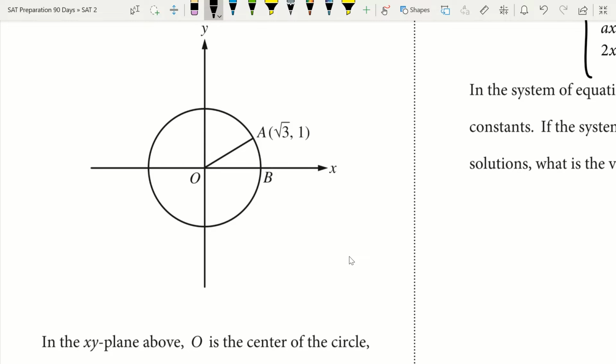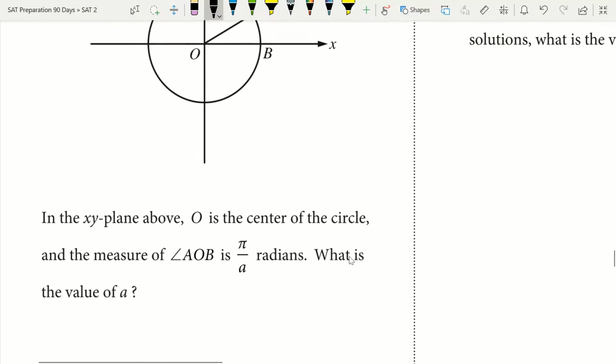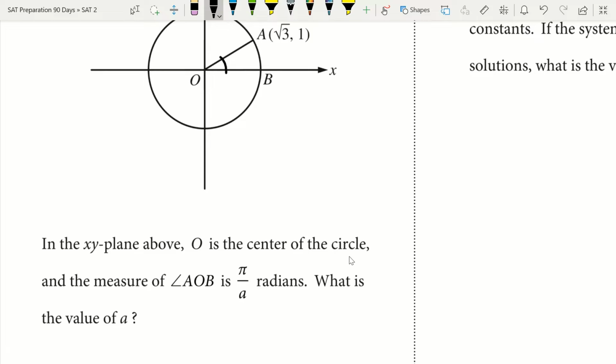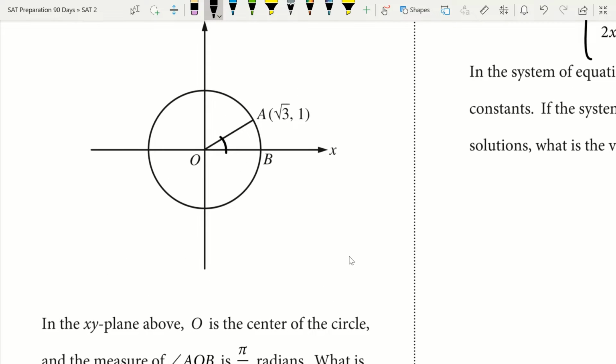So in the xy-plane above, O is the center of the circle, and the measure of angle AOB is pi over A radians. Solving for the value of A. Okay, so that's going to be my angle right there that I've marked. I see I have a root 3 right here because that's my x value, and I see I go up by 1. What do I see here immediately? I see that that's going to be a 30-60-90 triangle.